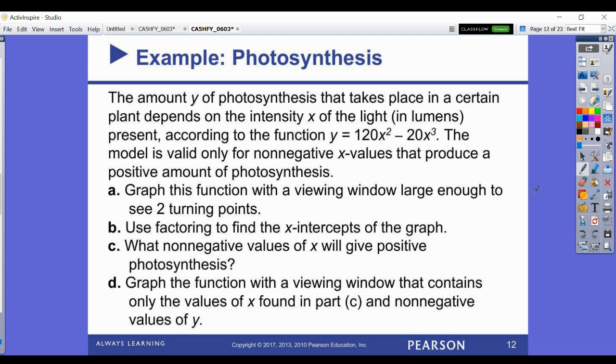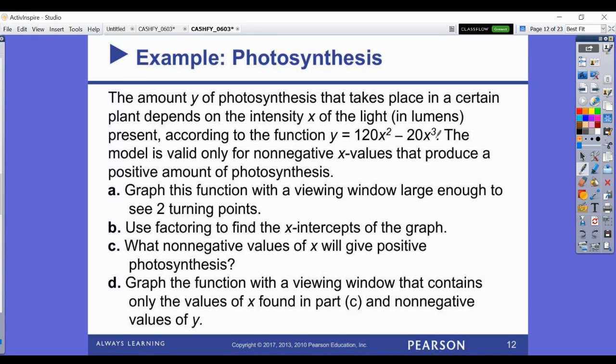Welcome back for 6-3 part 2. We are solving polynomial equations. So now we have an application problem here. The amount of photosynthesis that it takes a plant depends on the amount of light present.